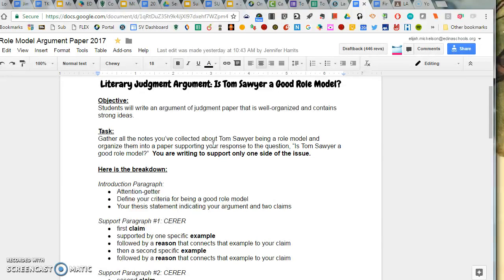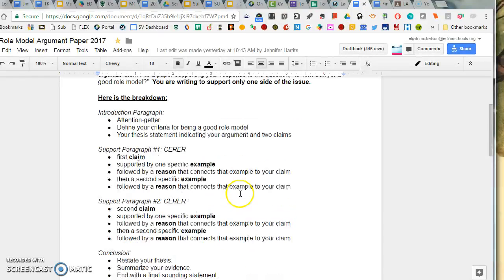Where is he a good role model? Or where maybe is he not a good role model? You're going to organize this into a paper supporting your response to the question, is Tom Sawyer a good role model? You're only supporting one side. Either he is a good role model or he is not a good role model. So your paper is going to end up looking like this.